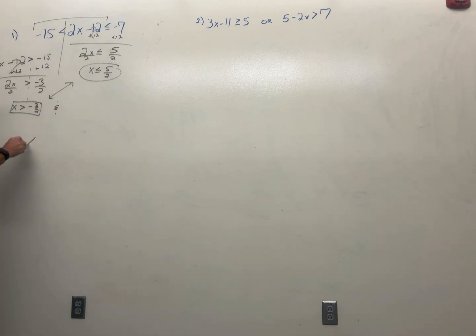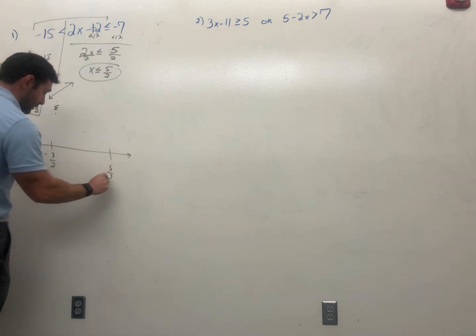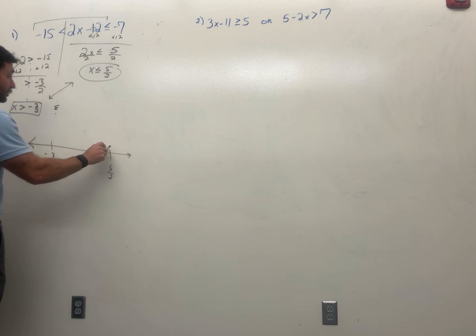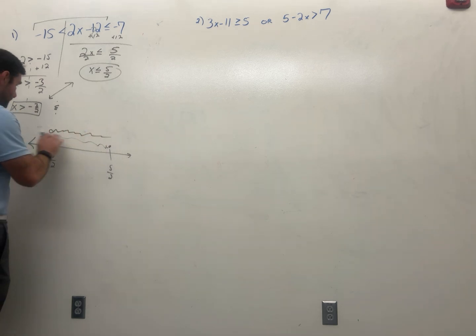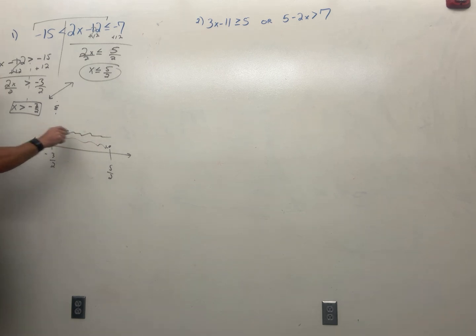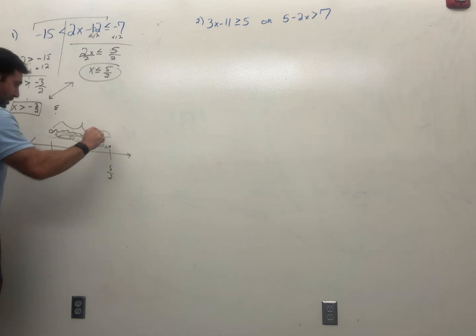But we need to graph. When we graph, an and is going to be the intersection. Negative 3 halves, 5 halves. Closed circle shades this way. Open circle shades this way. Remember, it's just the overlap, so it's just this portion in between that we're worried about.